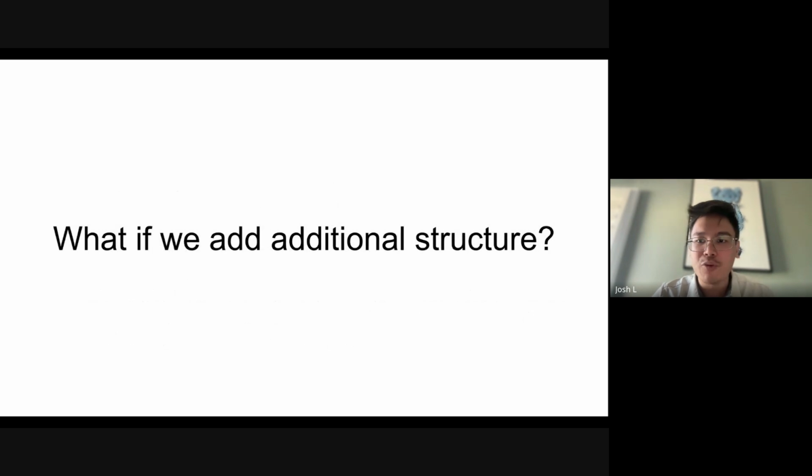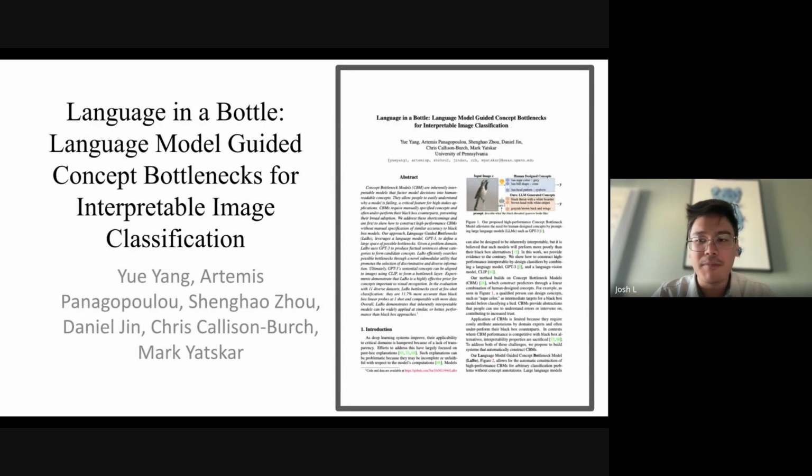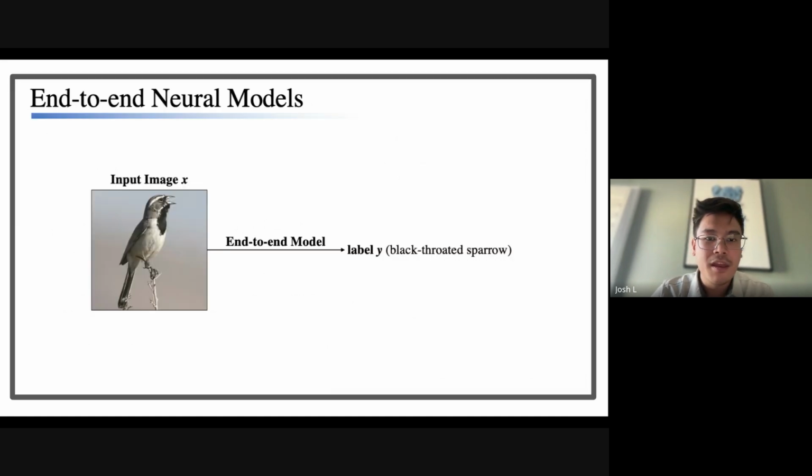Well, what if we try to provide additional structure? In the work that I'll be presenting today, we're extending off of a piece of work that was published 2 years ago called Language in a Bottle, which essentially applies this concept bottleneck idea to the field of machine vision. So the idea behind it is we want to move away from this whole paradigm where you have an end-to-end network. You give it an input, for example, an image of a bird, and you want to identify the label for what kind of bird it is.